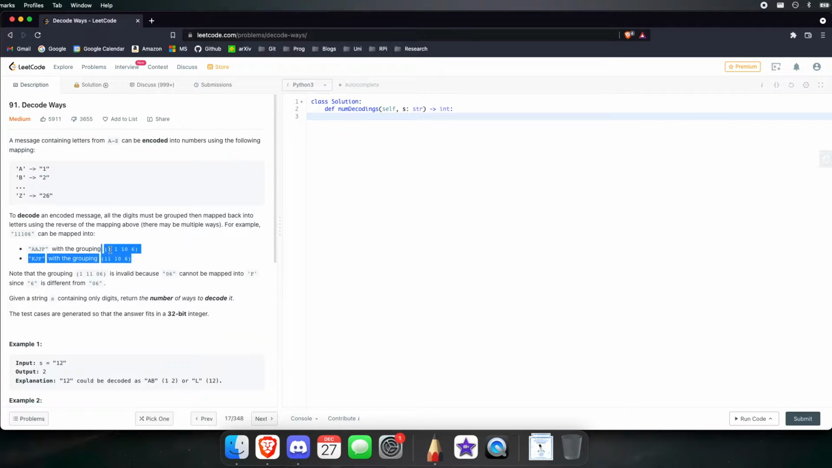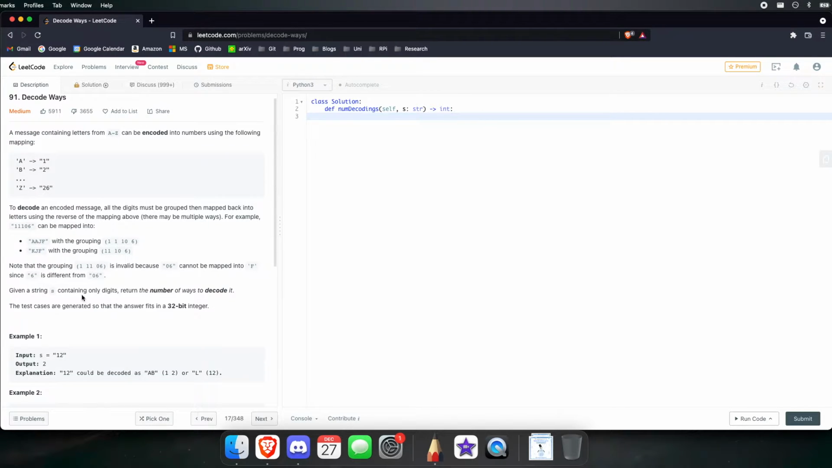Also, keep in mind that these two numbers are exactly the same, but they do represent different letters. And that's kind of what they want us to solve. So given a string S containing only digits, return the number of ways to decode it. This is exactly what the question is asking us. If we're given these digits, it could be decoded in two ways. It could be decoded into AAJF or into KJF. It all depends on how we group these numbers.